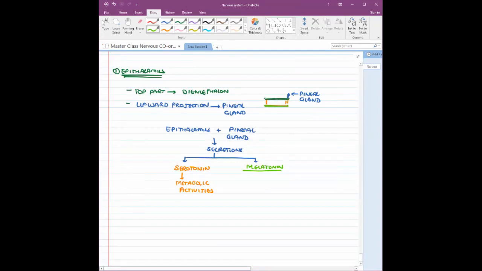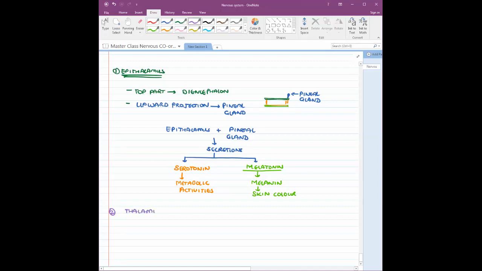Why? Because the pineal gland produces your melatonin. Melatonin is going to help in the formation of your melanin, and this ultimately gives us our skin color. So that is what we need to know with regards to your epithalamus. That's it, guys. Second one, we have the thalami.